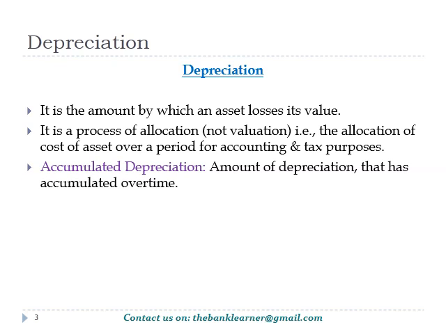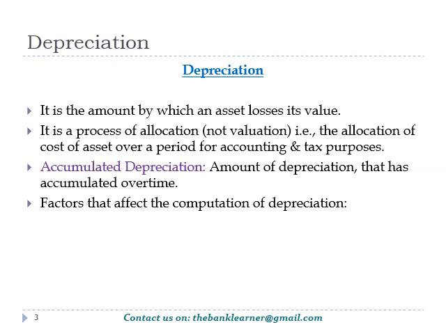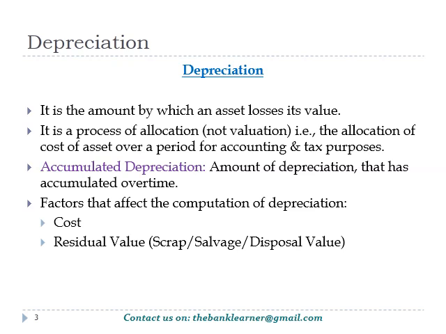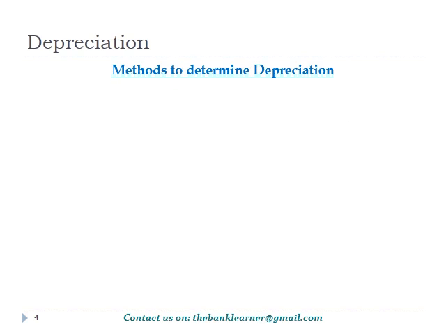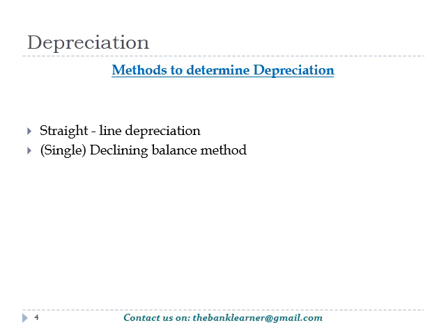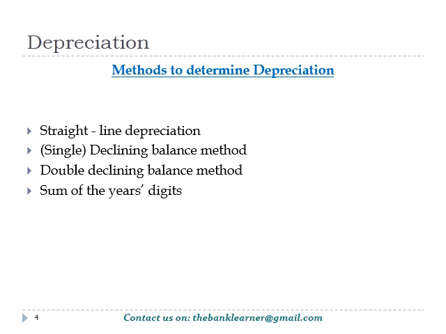The amount of depreciation that is accumulated over time is known as accumulated depreciation. There are four factors to be considered in depreciation: cost, the net cost of the asset; residual value, the scrap value of the asset after the end of its usage period; depreciation cost, the cost minus residual value; and estimated useful life of the asset. There are mainly four methods to calculate depreciation: straight line depreciation, declining balance method, double declining balance method, and sum of the years digits method.